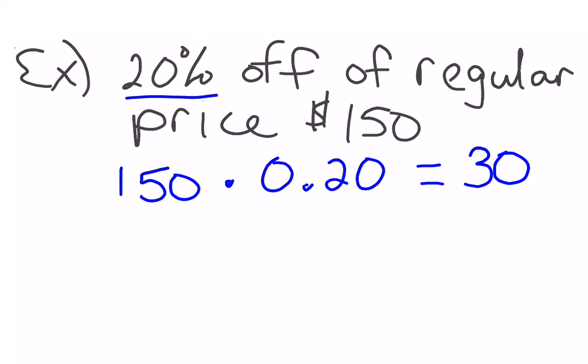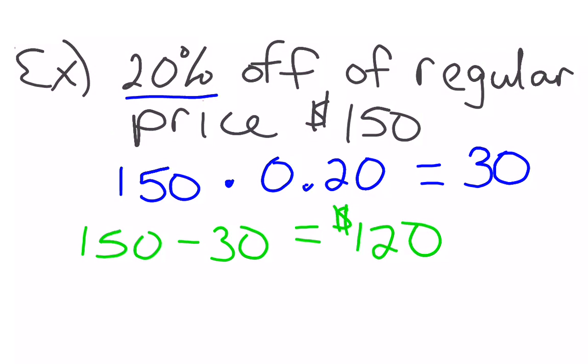And so to find the sale price, we need to subtract those. So 150 minus 30, again, we can do it in our head, by hand, or use a calculator. But we get $120.